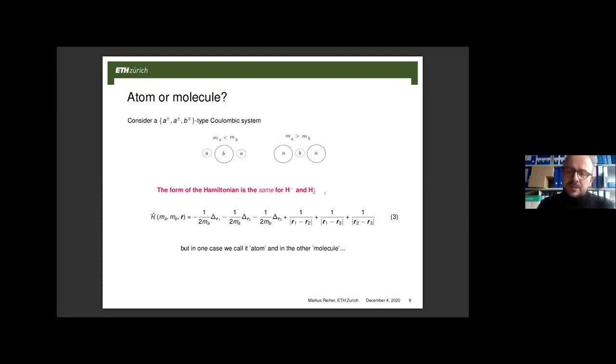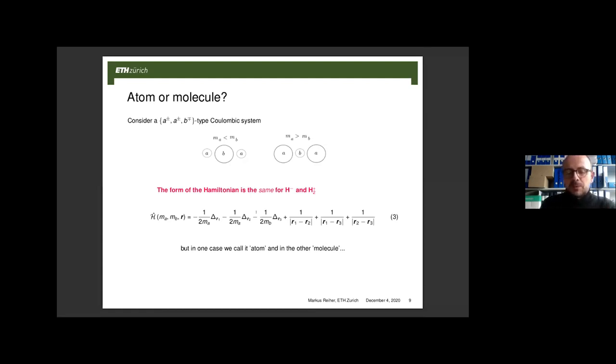Still, when you look at this, as in chemistry, you would immediately say H- is an atom, H2 plus is a molecule. But when you look at the Hamiltonian, which is also shown on the slide, the Hamiltonian is in fact the same, apart from the mass ratio. So it's the mass ratio that in the end determines whether we want to call this a molecule or an atom. I can show this also on my next slide in more detail.